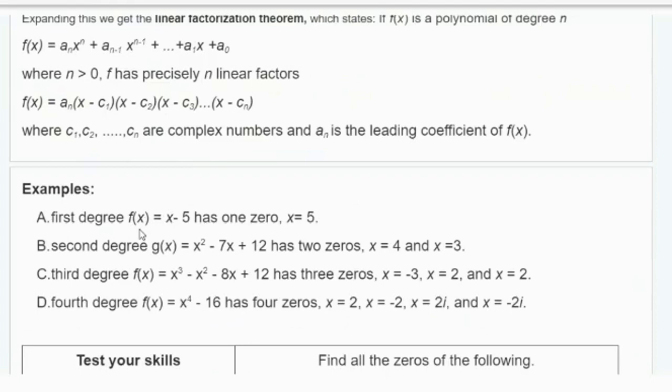So, for example, if you have a 1st degree polynomial, x minus 5, there is 1 zero. If you have a 2nd degree, x squared minus 7x plus 12, there are 2 zeros. If it's a 3rd degree, there are 3 zeros. If it's a 4th degree, there are 4 zeros. And notice with x to the 4th minus 16, the zeros are 2, negative 2, 2i, and negative 2i. So 2 of those are imaginary. That's complex numbers. That's 0 plus 2i and 0 minus 2i. There are 4 because it is a 4th degree. But it doesn't mean they're all real zeros. Some of them are imaginary zeros.